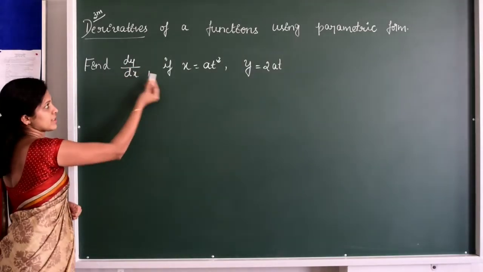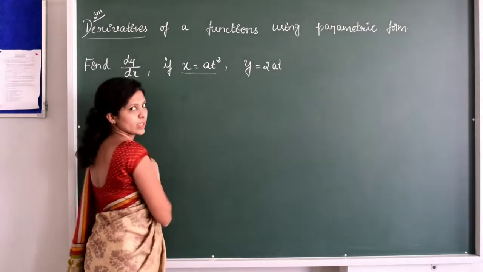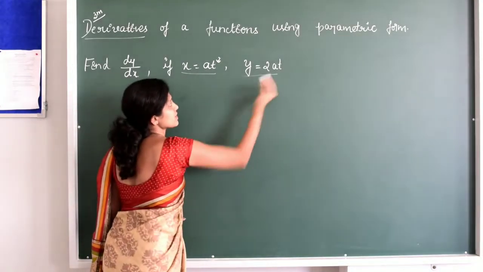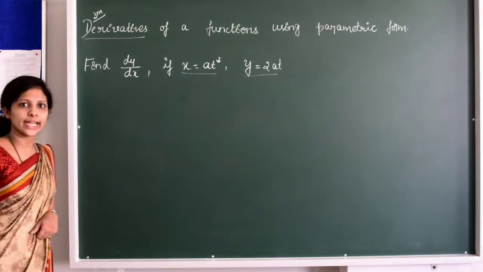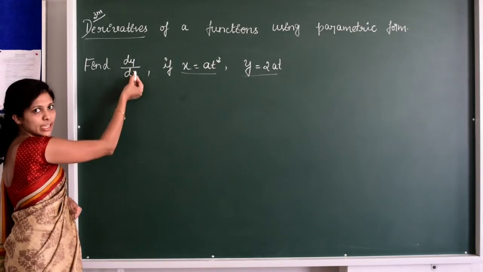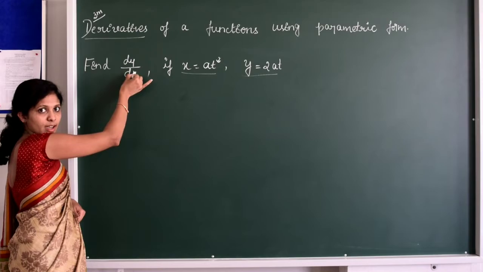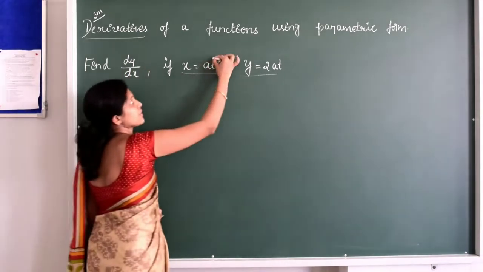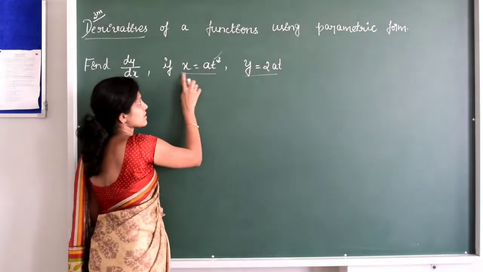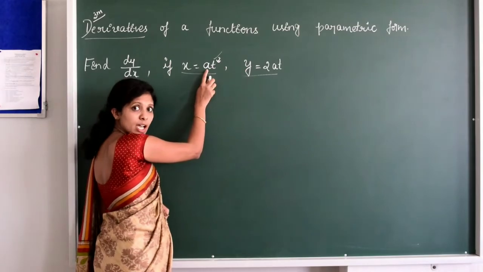Find dy by dx, if x is equal to at square, one function is given, another one is defined, y is equal to 2at. So here you have to find dy by dx. Two functions are there, so you have to represent this one by using another variable. Here the other variable will be t. Is it clear? x is there, y is there, and a is a constant.